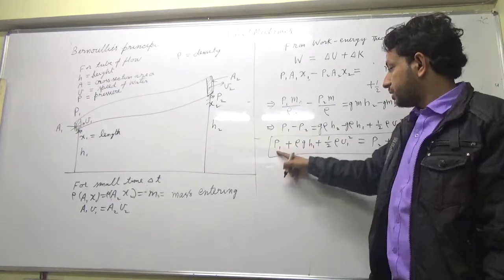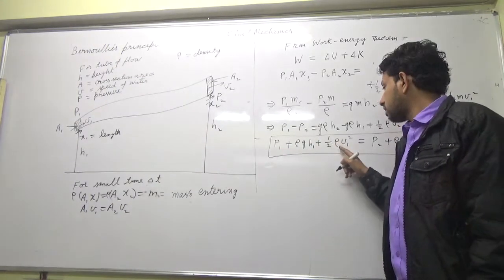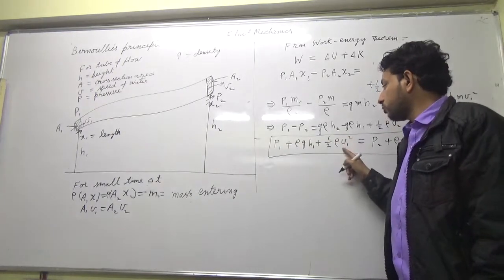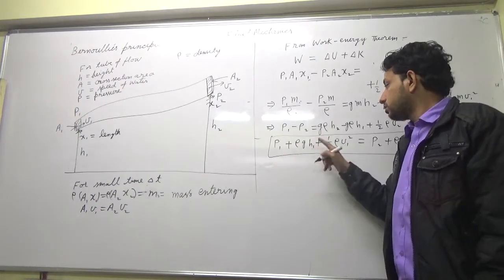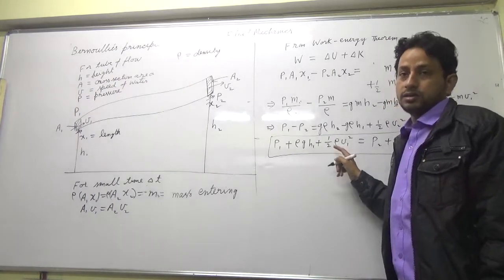Okay? This is pressure plus rho gh plus half rho v square. This is pressure, rho gh, half rho v square. This corresponds to pressure energy, as we call it. This corresponds to potential energy and this corresponds to kinetic energy.